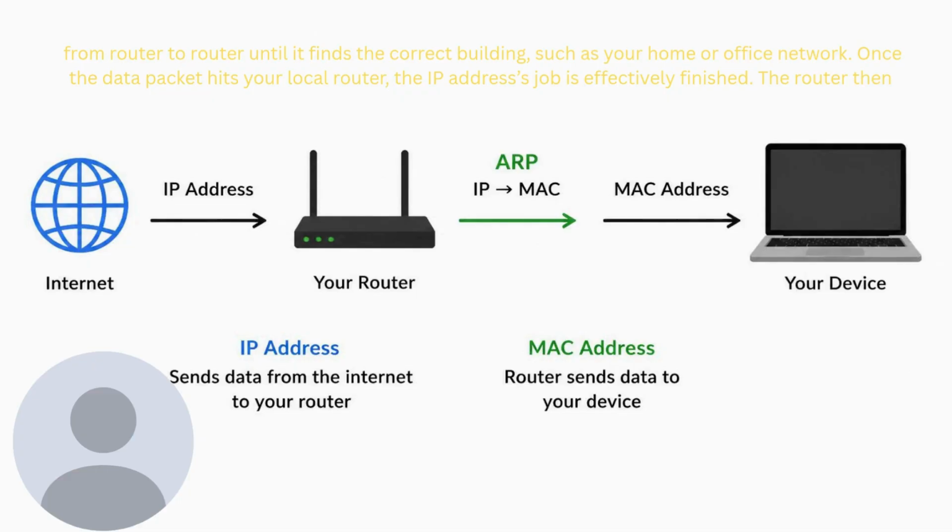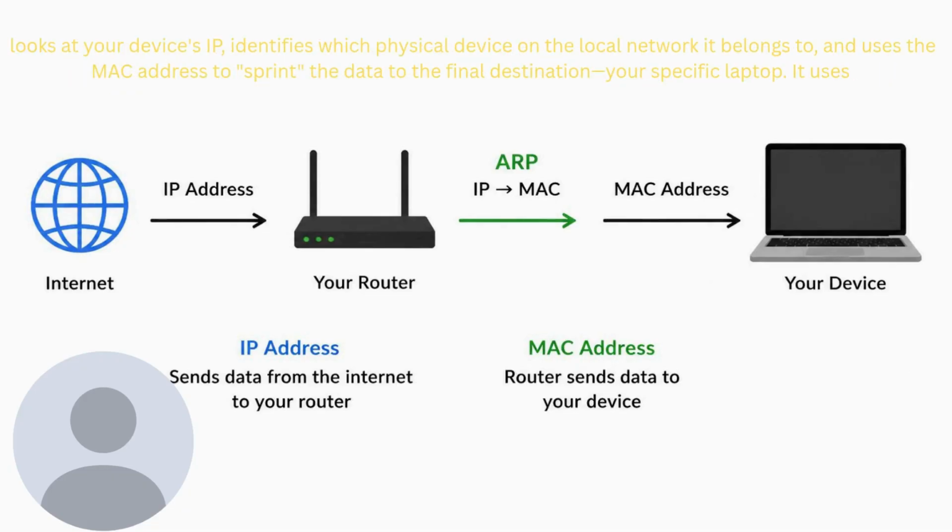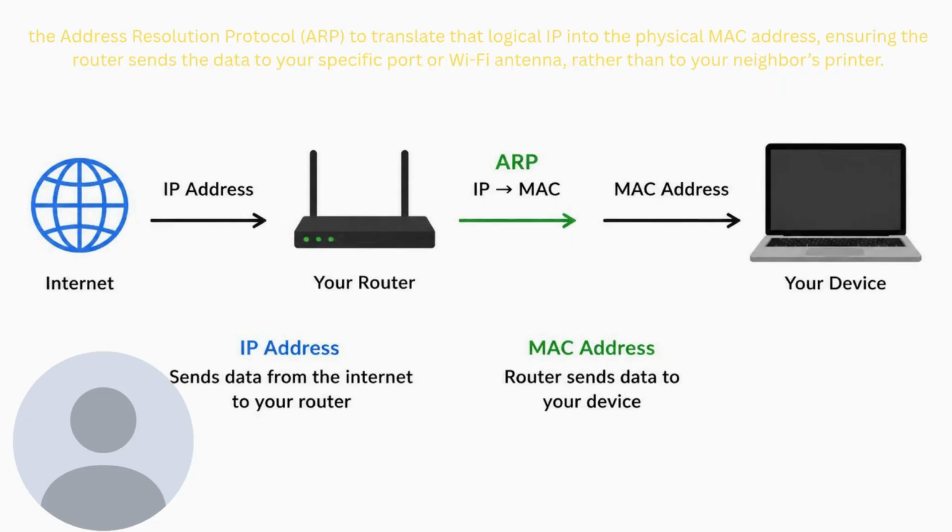The router then looks at your device's IP, identifies which physical device on the local network it belongs to, and uses the MAC address to sprint the data to the final destination, your specific laptop. It uses the Address Resolution Protocol, ARP, to translate that logical IP into the physical MAC address, ensuring the router sends the data to your specific port or Wi-Fi antenna rather than to your neighbor's printer.